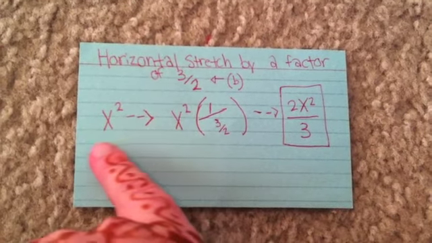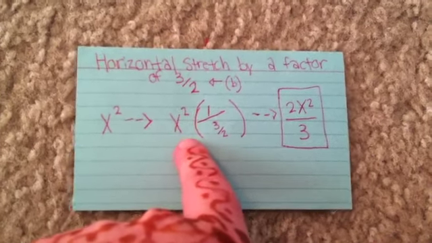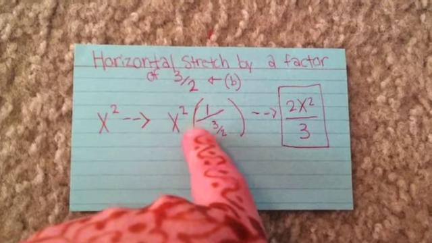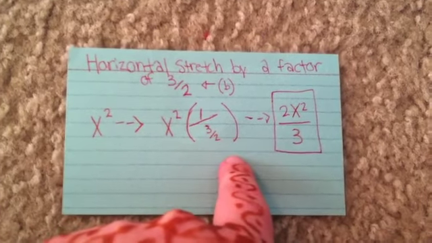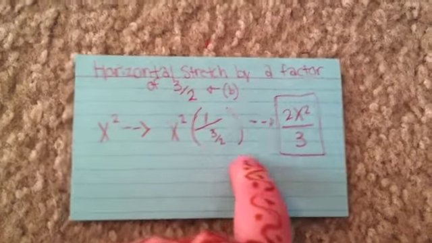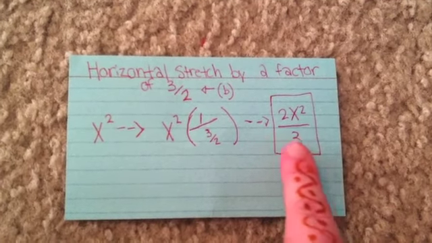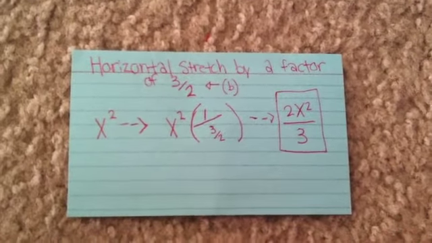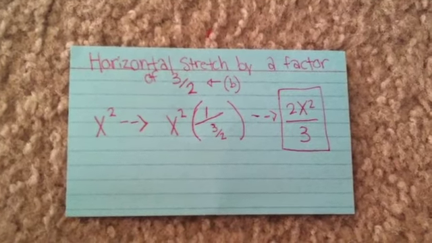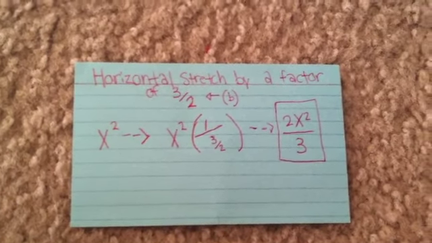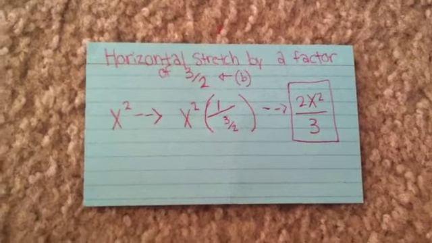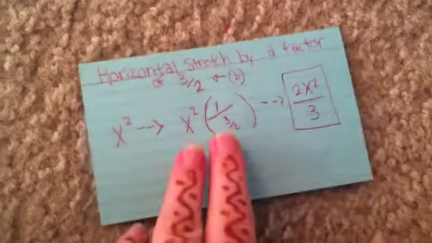So x squared becomes x squared, parentheses, 1 over 3 over 2, parentheses. Once we simplify that, it just becomes 2x squared over 3. So that's basically what you're doing there. It's pretty easy if you just memorize that's what you do.